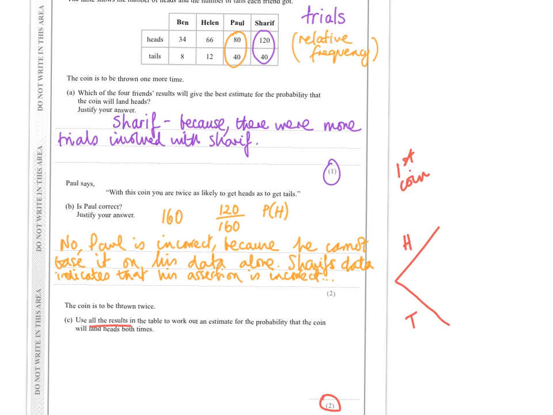Now, the probability based on all the data is if you add up all of these together. So that's the total number of trials by all 4 people. If you added 120, 80, 66 and 34 together, you would get 300. And if you added the tails together, you would get 80 and 12 and 8, which would be 100. So out of all the 400 trials, you would have 300 out of 400 being heads. So you would assert from this that the probability of getting a head would be 300 out of 400, which is the same as 3/4. So you would clearly say 3/4 based on your relative frequency for heads, which would mean 1/4 for tails.